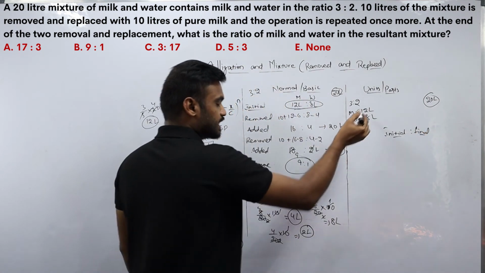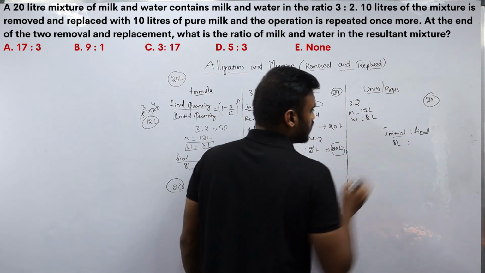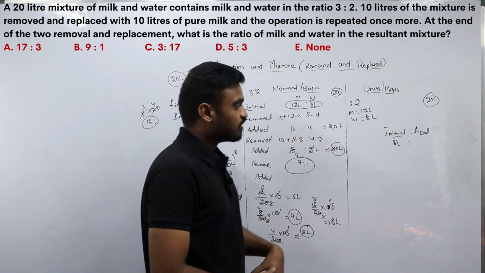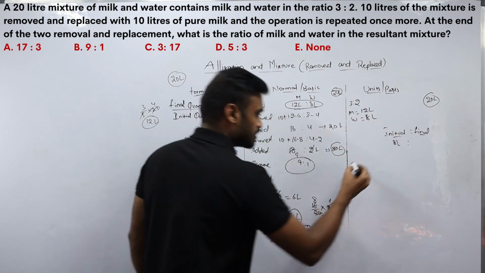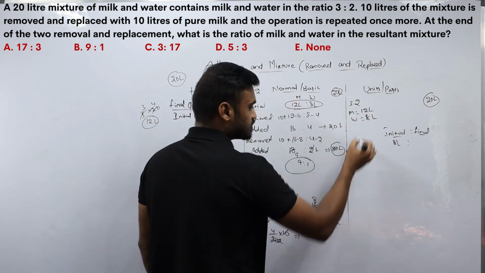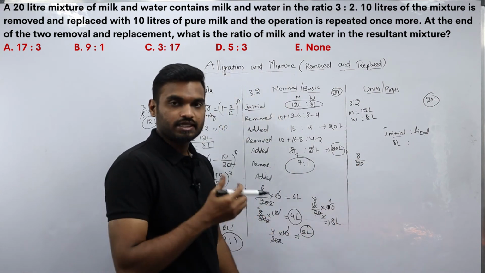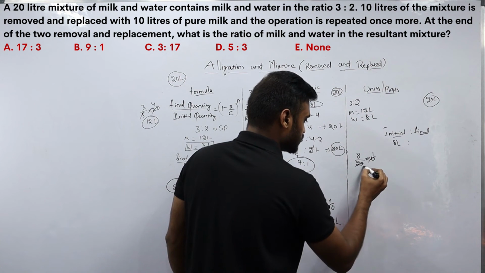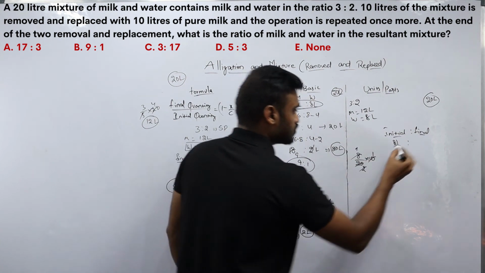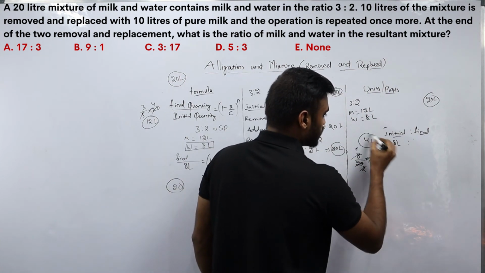Initial quantity of water is 8 liters, right? And the final quantity of water. We need to know first of all what is the quantity of water that is getting removed. Out of 20 liters, the water quantity is 8 liters. So we are removing 10 liters from the 20 liters. So 8 into 10 by 20, that gives 4 liters. So 4 liters is getting removed from the initial.